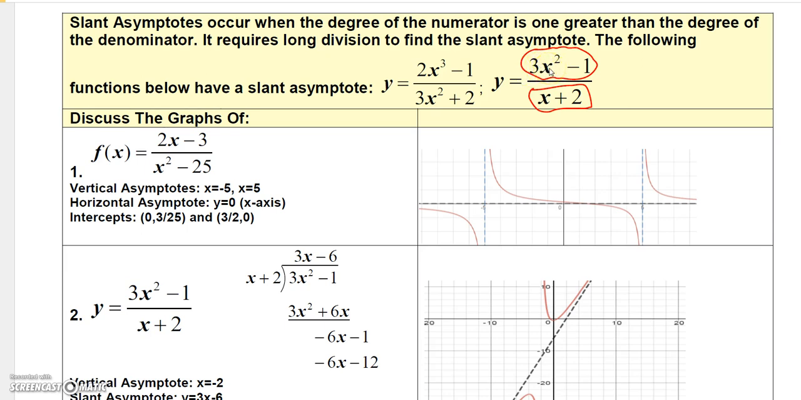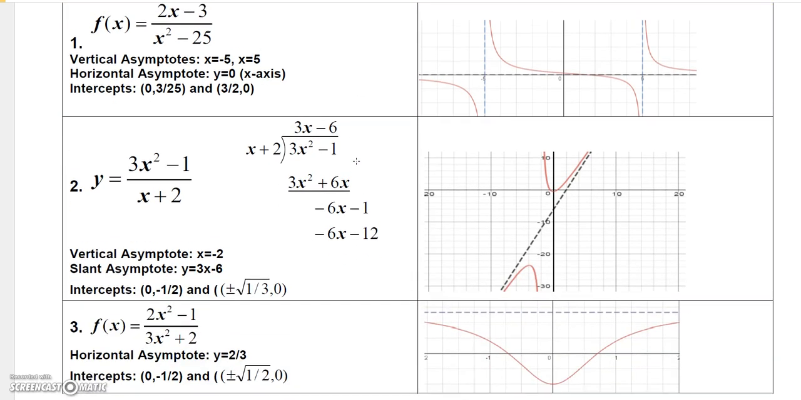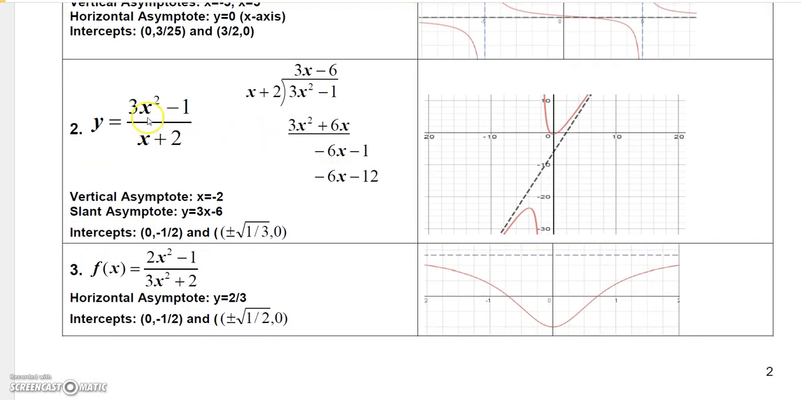Now when I say result, I mean the quotient. The remainder is not relevant, but the quotient is what you use for the slant asymptote. So let me show you an example of that. Here is that same function. I'm going to divide x plus 2 into 3x squared minus 1, the numerator. So I'm going to divide the denominator into the numerator.